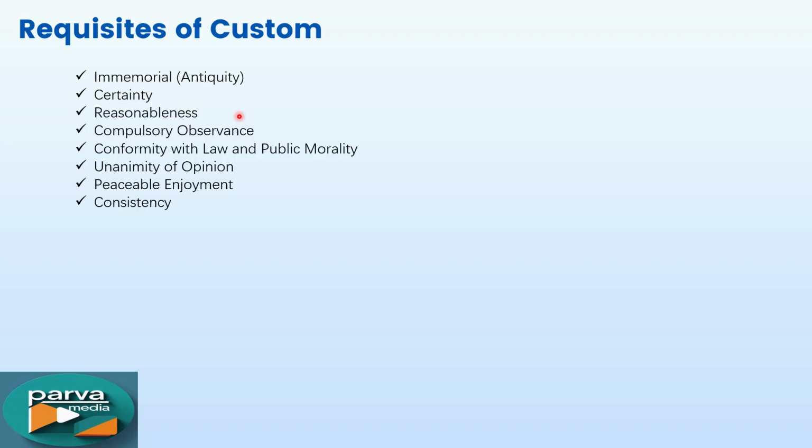Then reasonableness: custom must align with rational standards. They should not be arbitrary or oppressive, but rather reflect fairness and practicality. So some rigid customs, like the sati system, are not accepted. The custom should be reasonable enough.